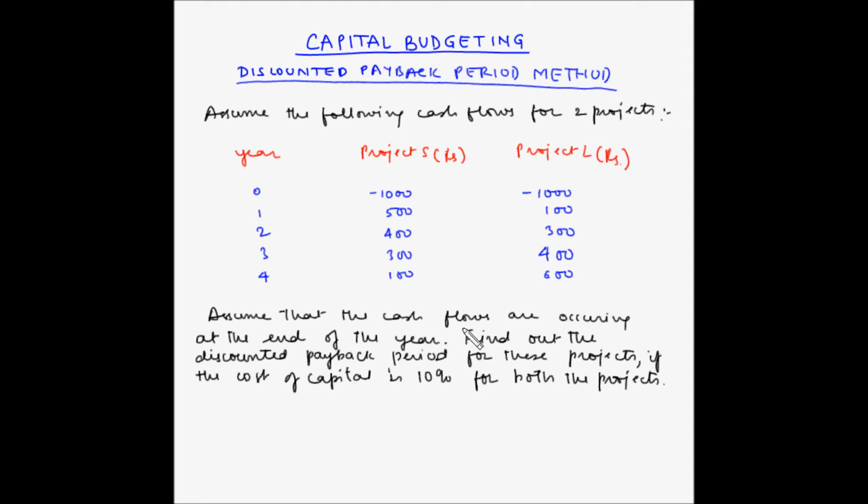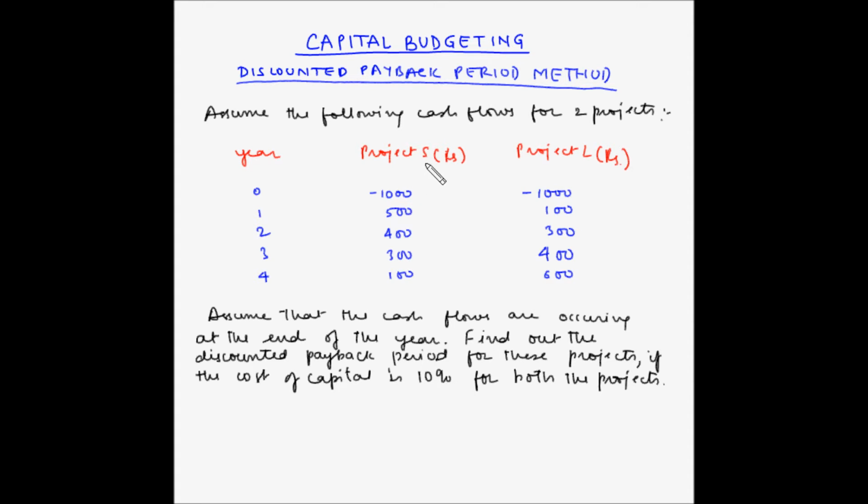Assume that the cash flows are occurring at the end of the year. Find out the discounted payback period for these projects if the cost of capital is 10% for both the projects. So here the cost of capital has been given as 10%. In other words, the time value of money is 10%.